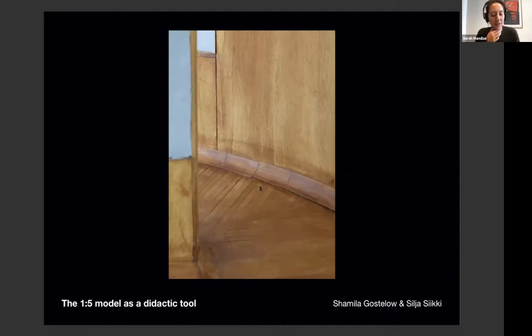The 1-5 scale posed an interesting challenge, as we found that it is at this scale mostly possible to exactly replicate the existing. Abstraction is no longer a necessary consequence of the format, but becomes a deliberate choice. The most interesting models hovered between exact representation and intentional abstraction.